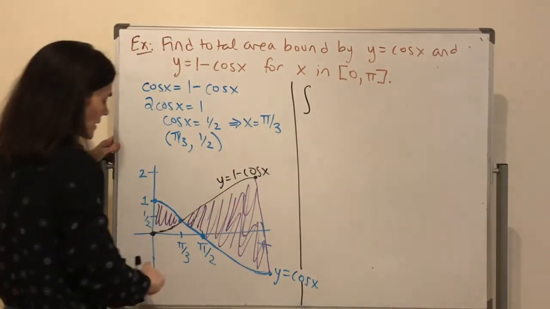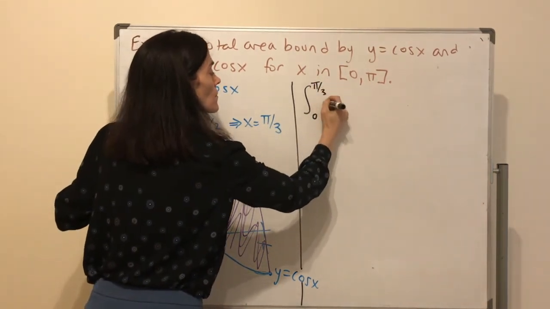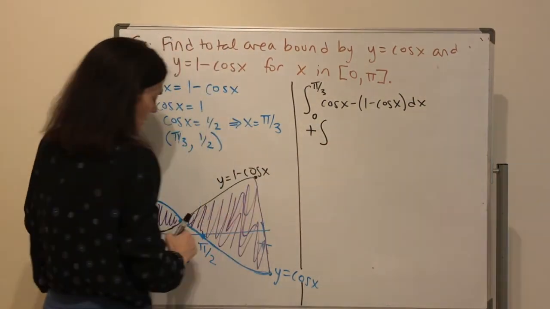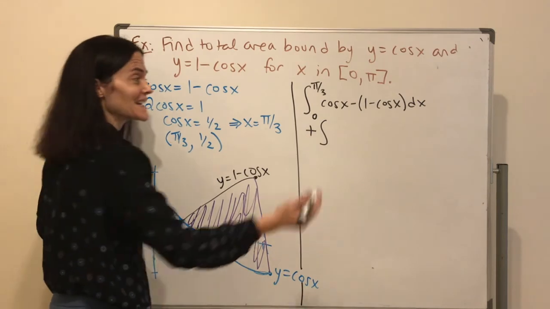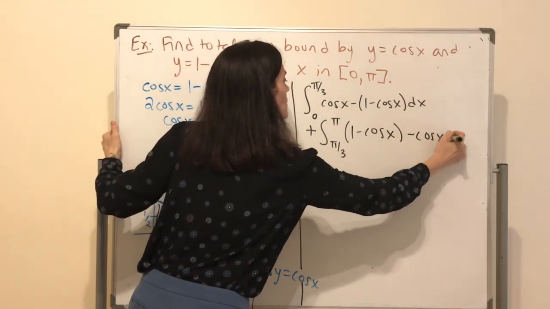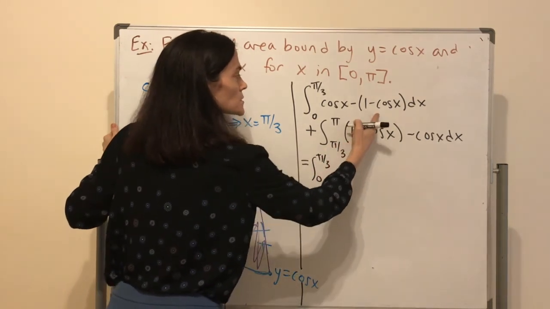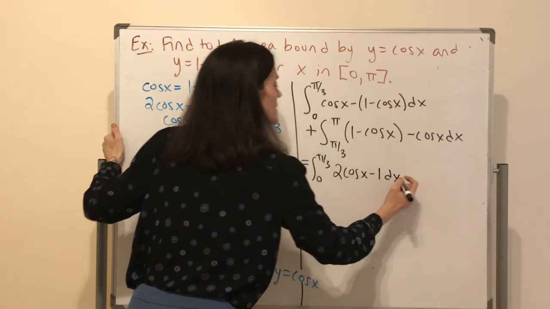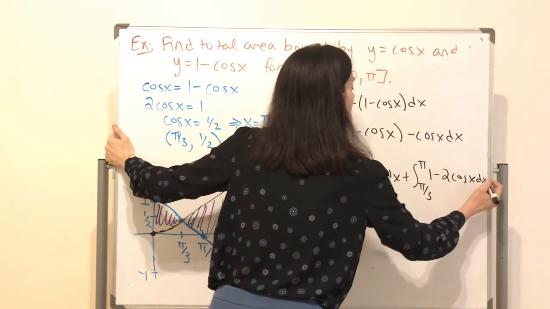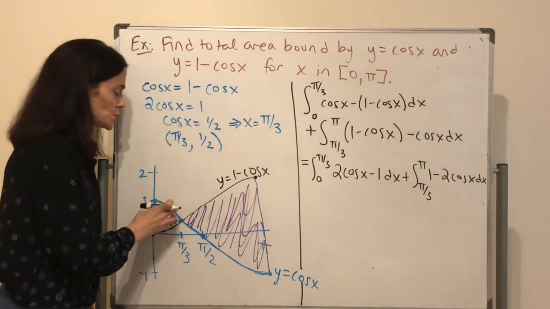So we need the integral from 0 to pi over 3 of cosine minus 1 minus cosine dx, and then we add the integral from pi over 3 to pi of 1 minus cosine minus the cosine, like this. I can simplify these before I integrate. The first is the integral from 0 to pi over 3 of 2 cosine x minus 1 dx. And then the integral from pi over 3 to pi of 1 minus 2 cosine x dx. So the sum of these two integrals is exactly what gives me the total area of these two purple regions.